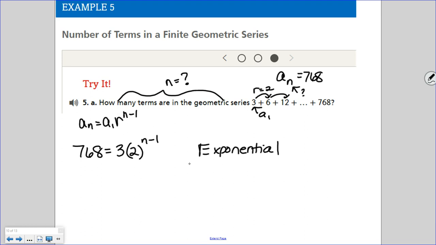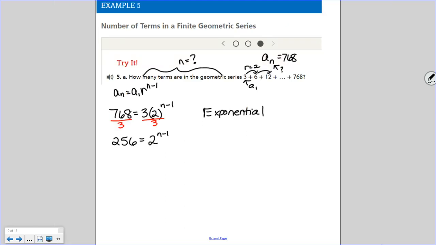So we'll use our skills from last class to figure out how to solve. So first, divide both sides by 3 because we want to isolate that exponential expression. So 768 divided by 3 is 256. So now I have 256 equals 2 to the n minus 1. Now, if I have this, it might be nice to just change to log form. So I can say that this is log base 2 of 256 equals n minus 1.